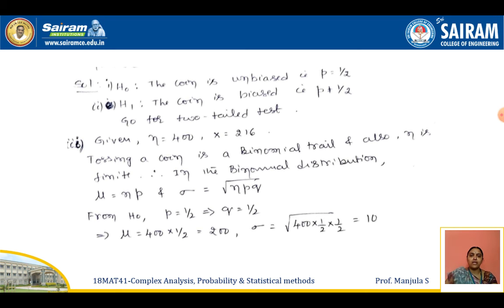Now tossing a coin is a binomial trial, and also n is finite. In the binomial distribution, mu is nothing but np, and sigma is square root of npq. n we know, p we know, so you just substitute. From H naught we can tell that p is equal to 1 by 2, and if p is 1 by 2, of course q is also 1 by 2. First we'll find the value of mu: 400 into 1 by 2 gives 200, and sigma is square root of npq. All the values we know, and on substitution and simplification we are getting 10.